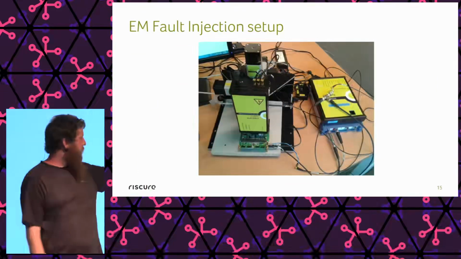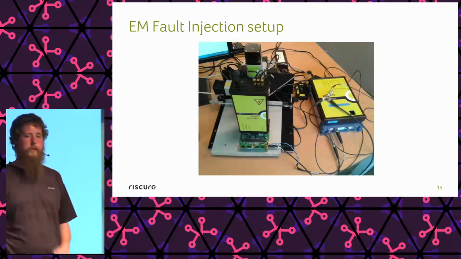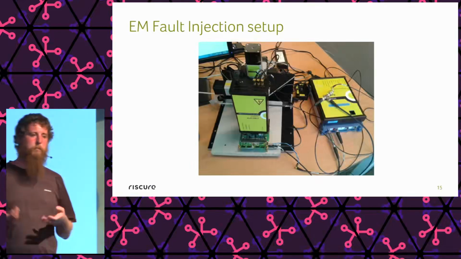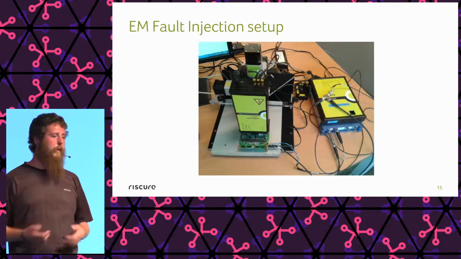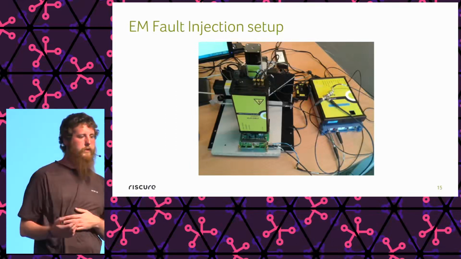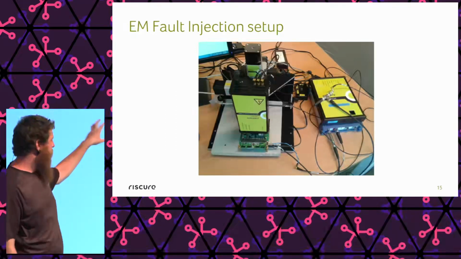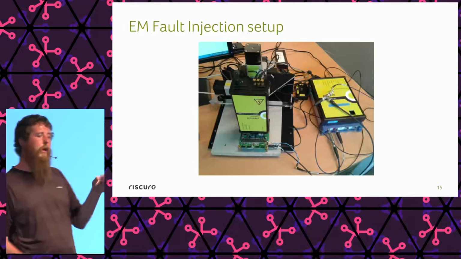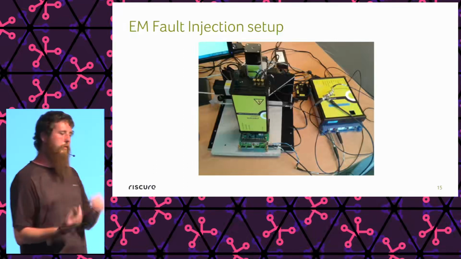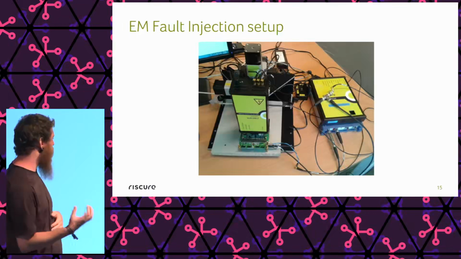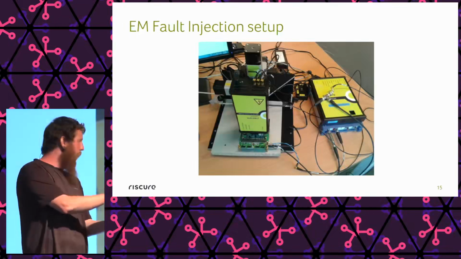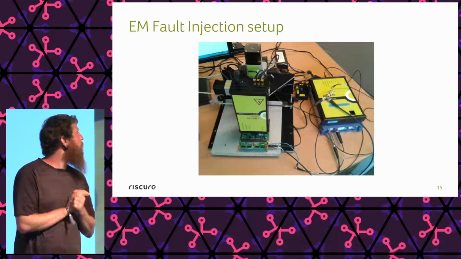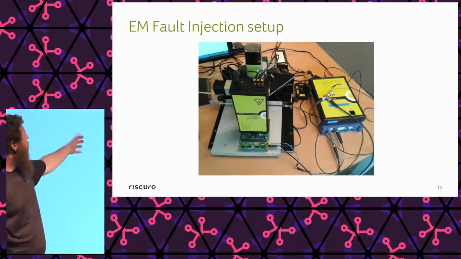The big yellow box that you can see above it is the EM probe, which is the thing that actually delivers the glitch. It's just got a lot of capacitors and stuff inside it. It builds up a charge and then discharges it very quickly through a metal coil, which is situated right on top of the chip.